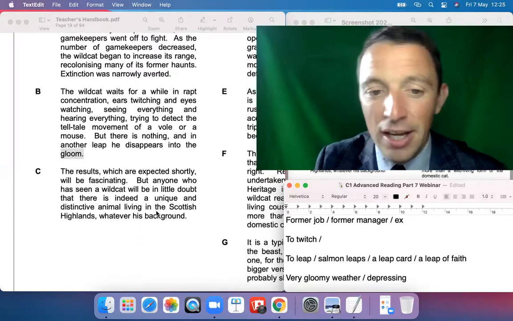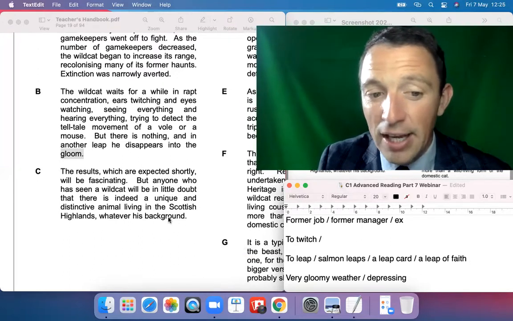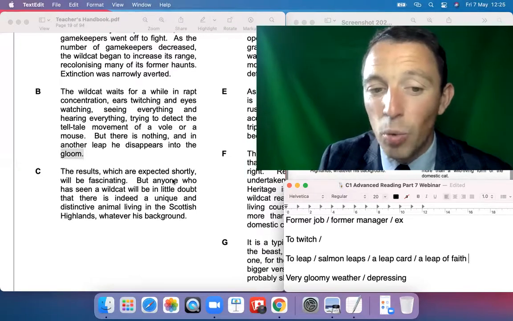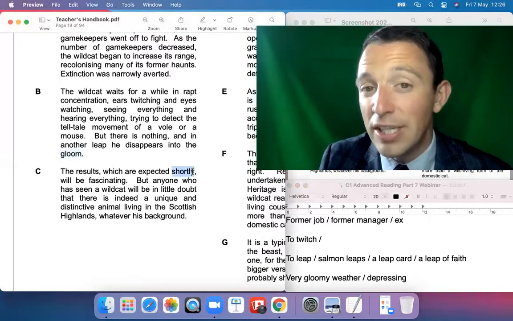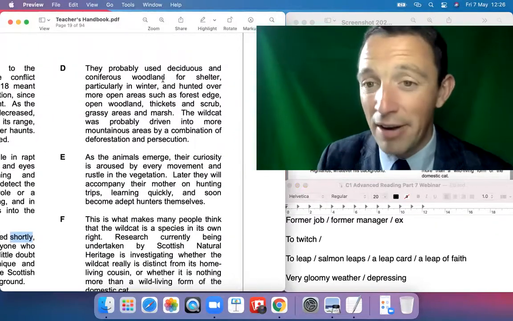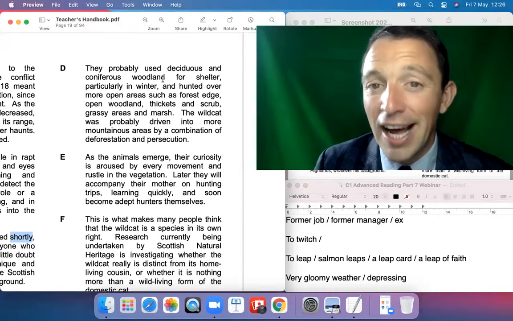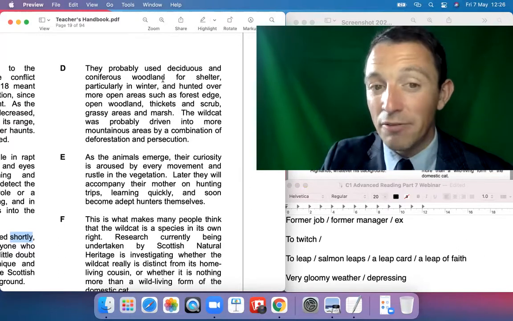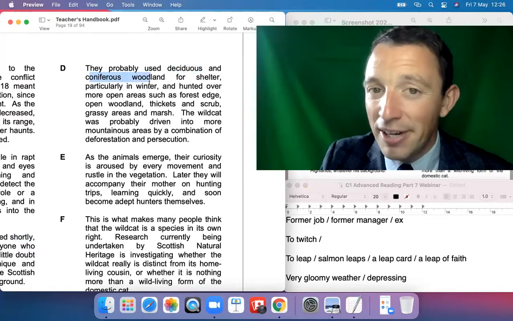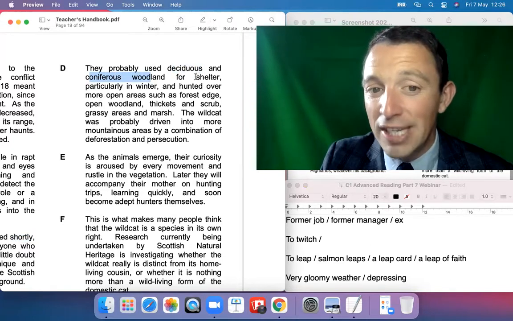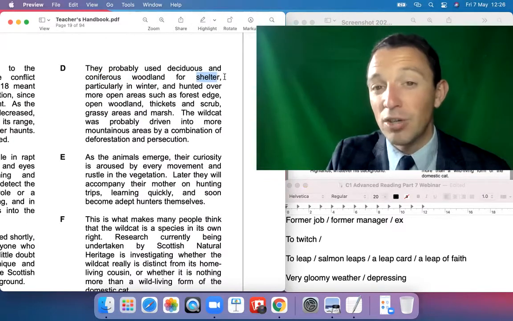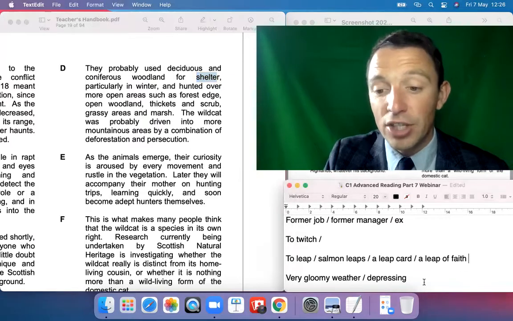The next paragraph, I think more or less everything is okay. Not too difficult. And in fact, I think at advanced level, there's no real problem with this. Just shortly means in the near future. In the next paragraph, D, very, very specific vocabulary for the forest and for trees. Very, very difficult. For example, deciduous, coniferous, woodland. The verb to shelter is important, to protect yourself. Okay, so to shelter a child is to protect a child.